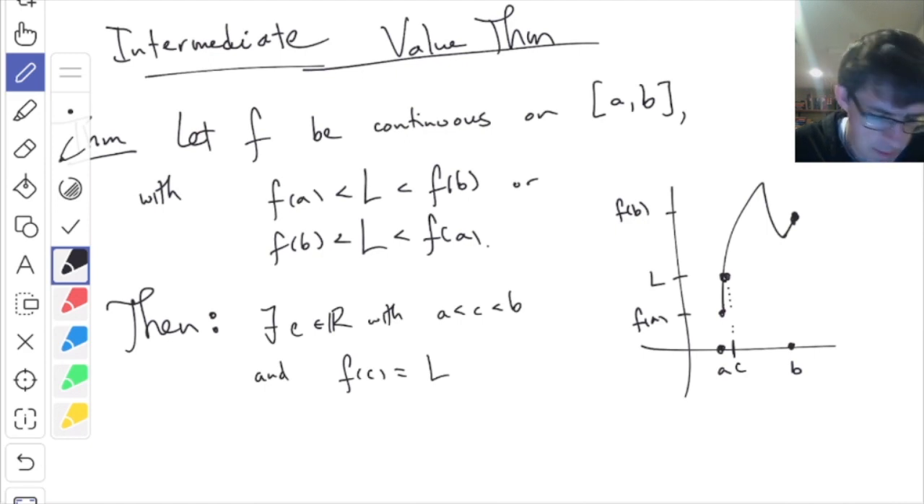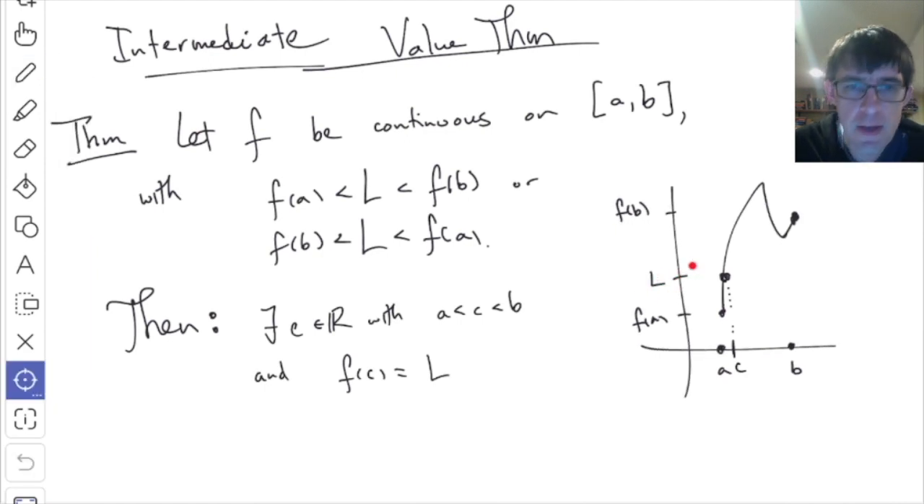So the basic idea is if you have some y value which is in between the function values, then that y value is in fact also one of the values of the function. That L is equal to f of c for some other point c, and that other point c is in between. It's called the intermediate value theorem. It's all about if you have some y value which is in between, it does in fact correspond to some x value which is in between these other two y values. All right.